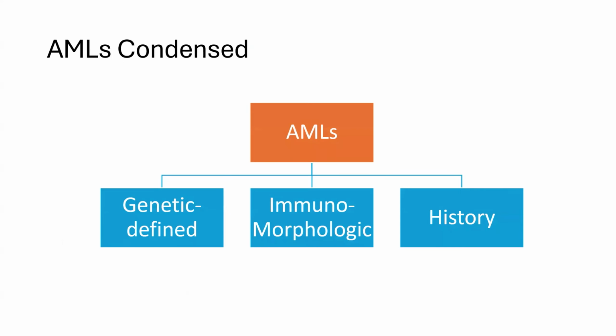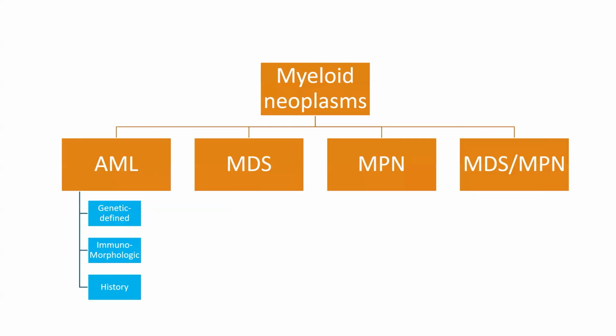We can put all these together to come up with a framework of groupings for acute myeloid leukemias: those that are genetically defined, those with immunomorphologic features, and then those defined by history. Putting this into our larger framework, we can consider within the larger term of myeloid neoplasms, the acute myeloid leukemias can be grouped into genetic defined, immunomorphologic, and history.